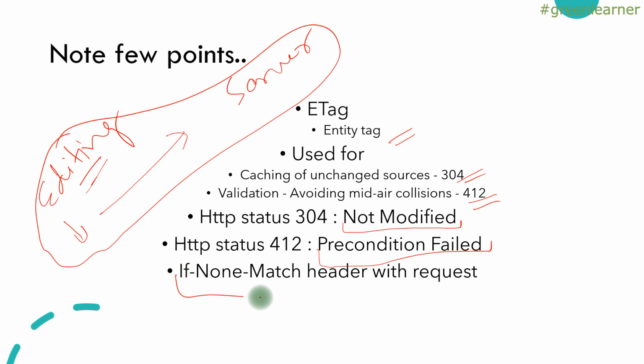There is one more thing, keep this in mind. If-None-Match is the header sent with the request by the browser when you're using e-tag. The browser has inbuilt functionality. If I talk about Chrome, for example, that I'm experimenting with, If-None-Match is the header that is sent automatically.